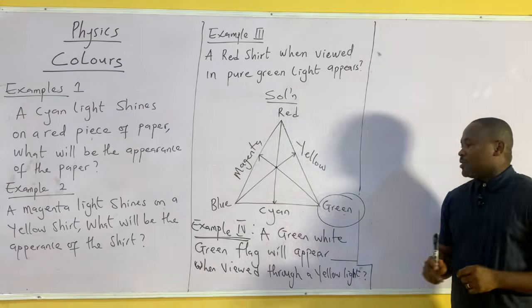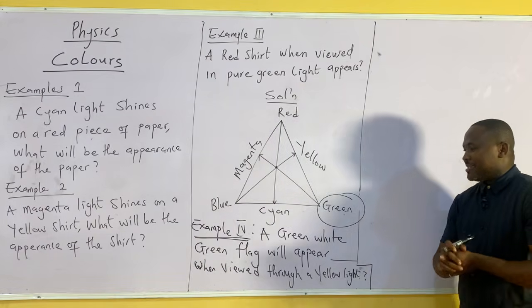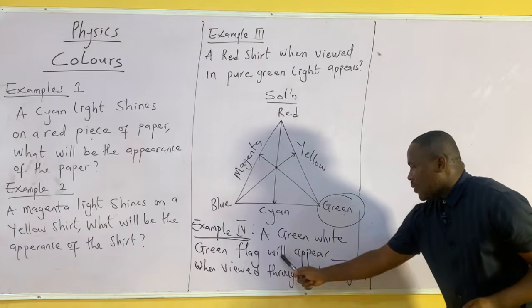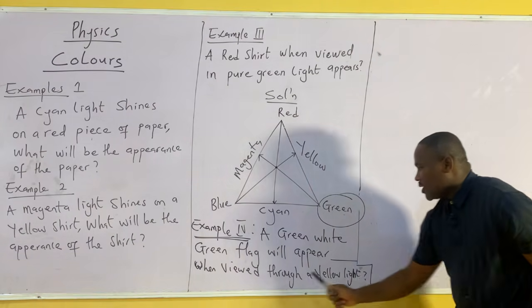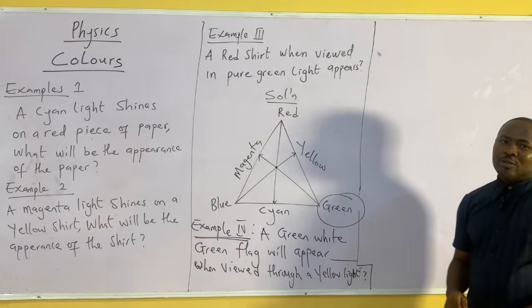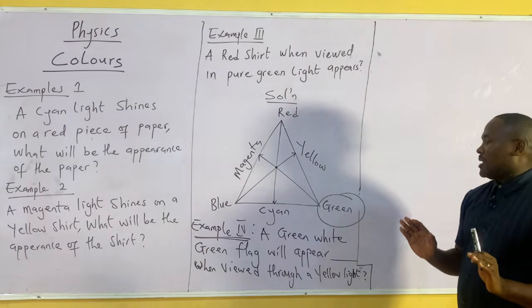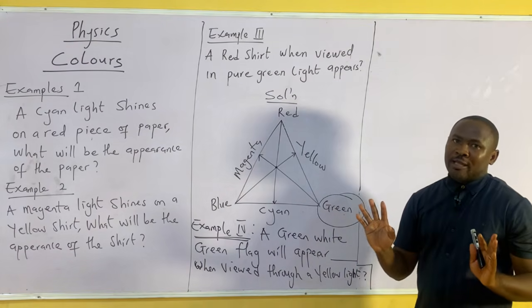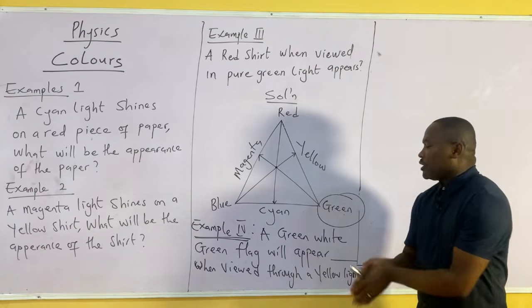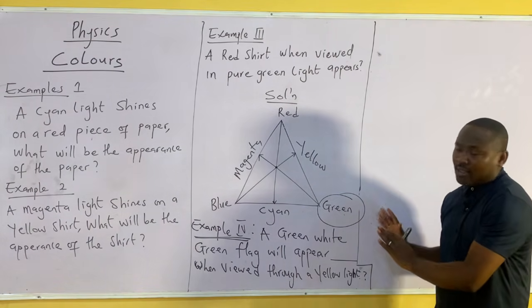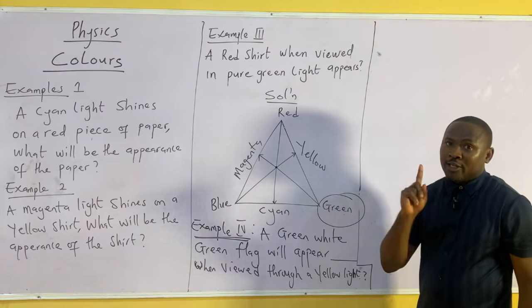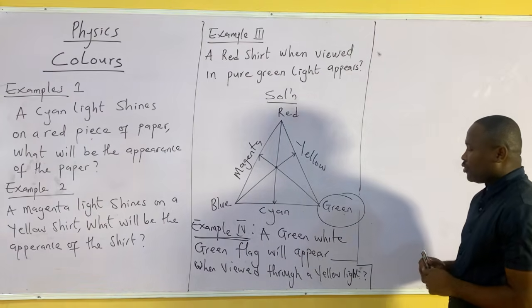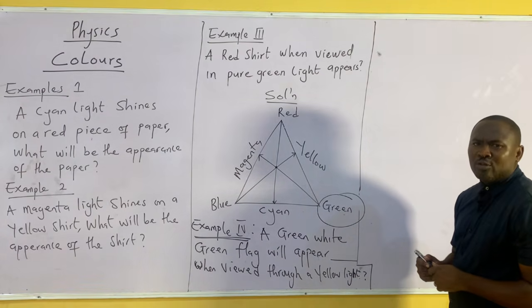Thank you. Now, let's look at example 4. Example 4 says, a green, white, green flag will appear dash when viewed through a yellow light. Now, what we'll do here is, if you check this green, white, green, it's just two colors that are available here, not three. So whatever we do for the first green is what the second green will still take. So we have just two colors here, a green and white.